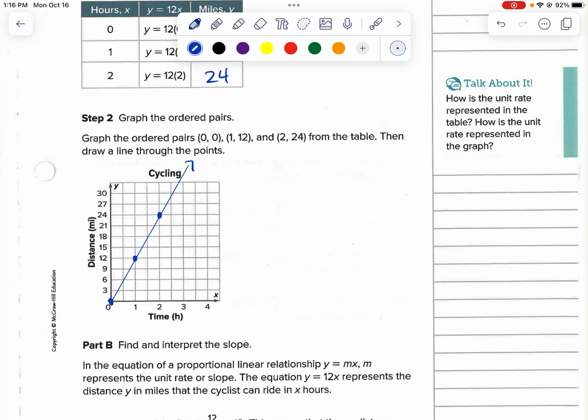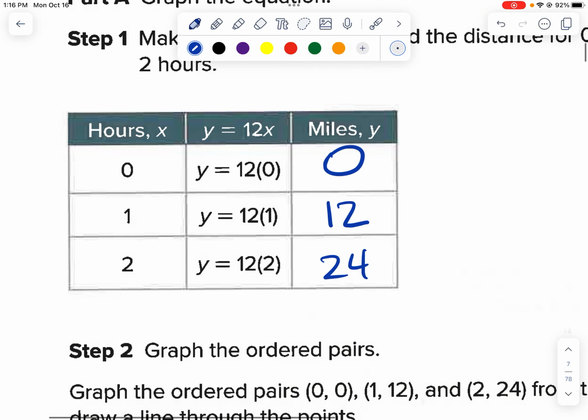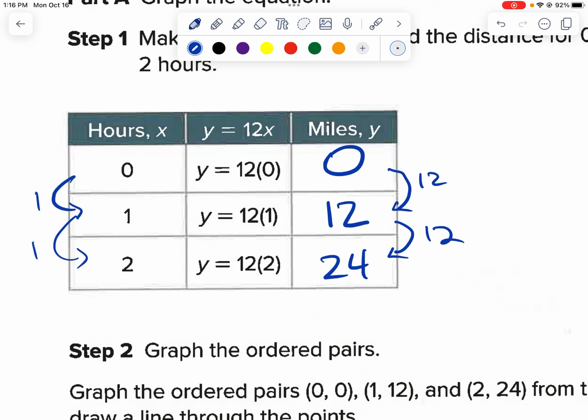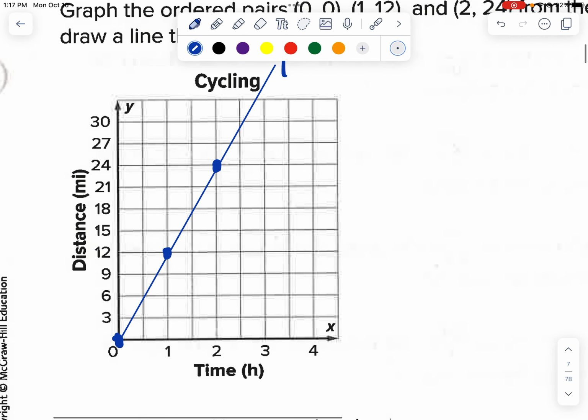Find and interpret the slope. Now, I could do it one of two ways. I could come up here and say, what is this going up by? It's going up by 12. It's going up by 12. This is going up by 1, going up by 1. So I take the change in y, which is 12, over the change in x, which is 1. So that means my slope is 12. 12 what? Miles per hour.